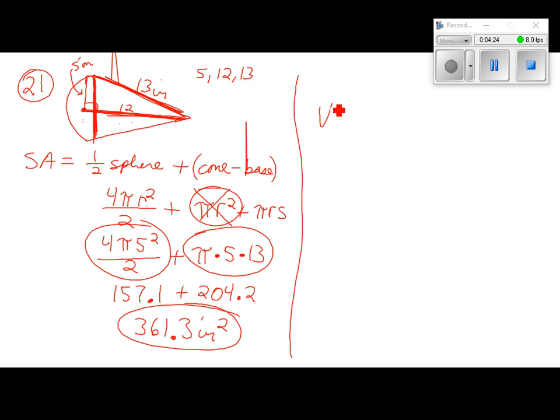Now for the volume of that same picture, again, if we write it out in words, for volume, we're going to do the whole cone. We want the volume of the whole cone, plus we only want half a sphere. So volume of half a sphere. And the formula for volume of the whole cone is pi times radius squared times height, plus the sphere. The formula is 4/3 times pi times radius to the third, and we only want half that, so we're going to divide that by 2.